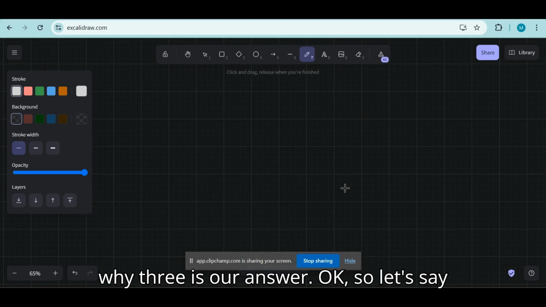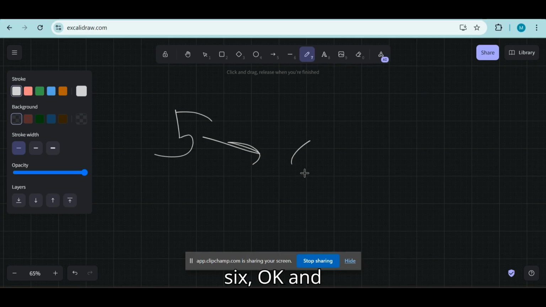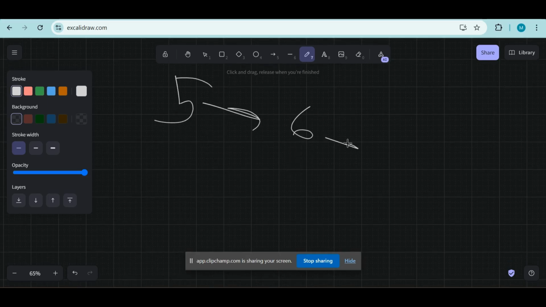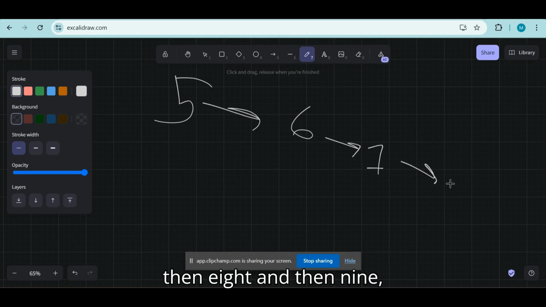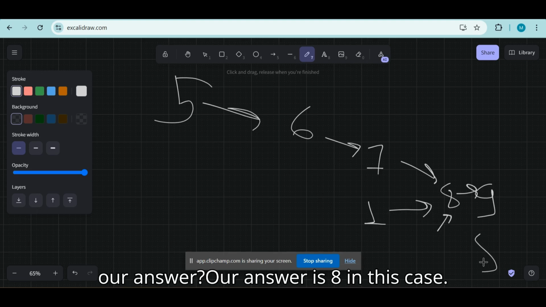So that's why 3 is our answer. Let's say I take another example also, that 5, then 6, and then 7, and then 8, and then 9. And here I take 1. So what is our answer? Our answer is 8 in this case.